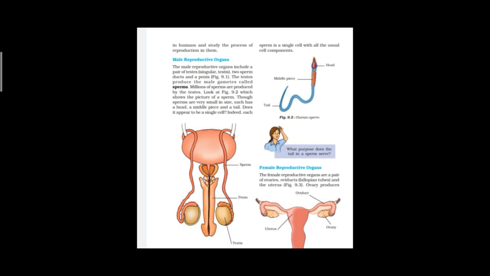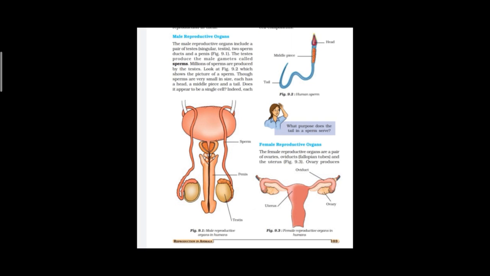Male reproductive organ. The male reproductive organ in human beings contains three parts: one pair of testes, a sperm duct which is connecting the testes, and a penis. Here the testes are the main part in the male reproductive system, a very important part, because testes will produce the male gametes here. Male gametes are called sperm.